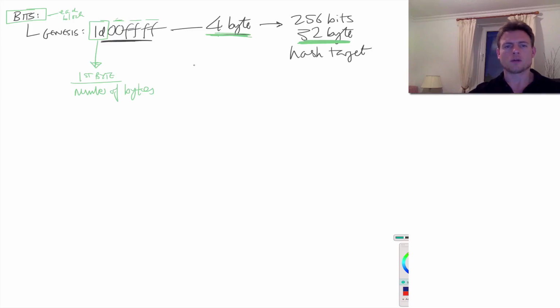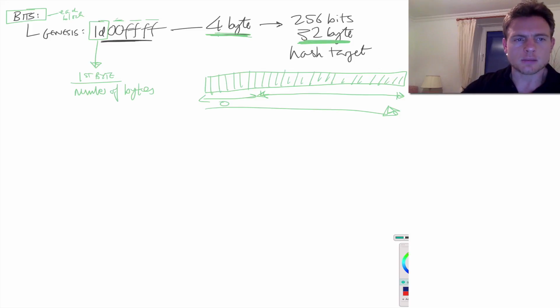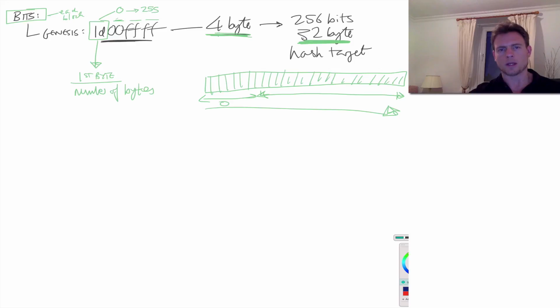So the first byte tells you, if this is the overall space in 256 bits, or 32 bytes, 32 of these in one space, it tells you how many bytes are used to represent the target, and then all the remaining ones are zero, right? So this is a hexadecimal number. It's 1 byte, so it can go anywhere between 0 and 255, right? But obviously we know that we can only have a maximum of 32 bytes anyway, because we only have 32 bytes to use here. So we don't use all the values in here, but that's fine.